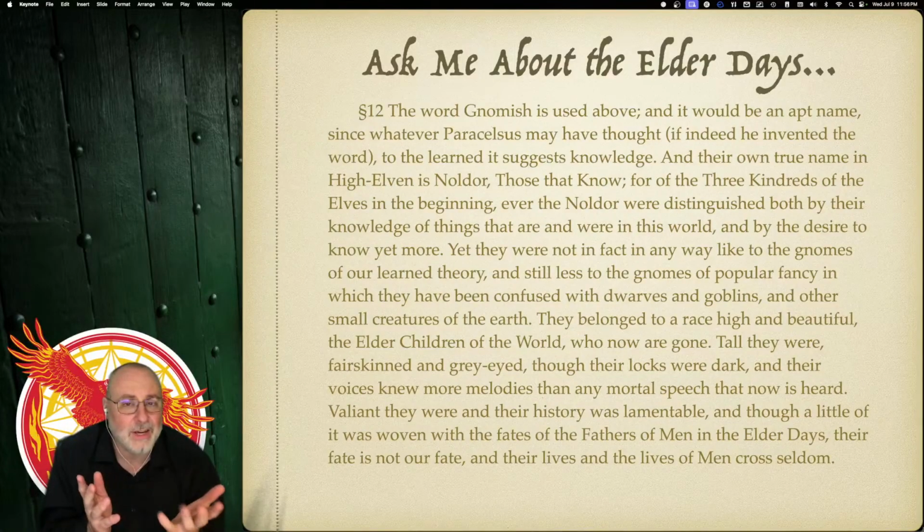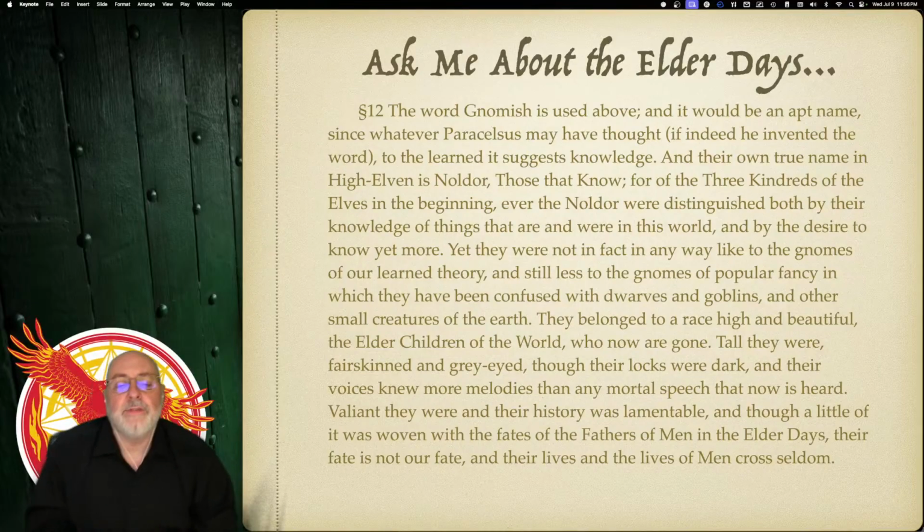Like the word Gnostic, right? It comes from the same root. Anyway, and their own true name in High Elven is Noldor, those that know. For of the three kindreds of the elves, in the beginning, ever the Noldor were distinguished, both by their knowledge of things that are and were in this world, and by the desire to know yet more.